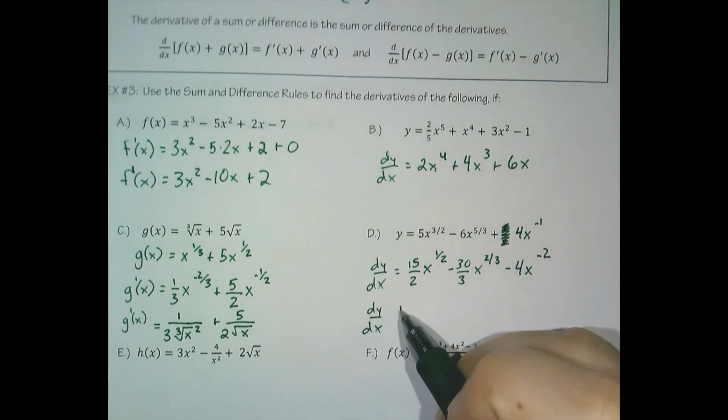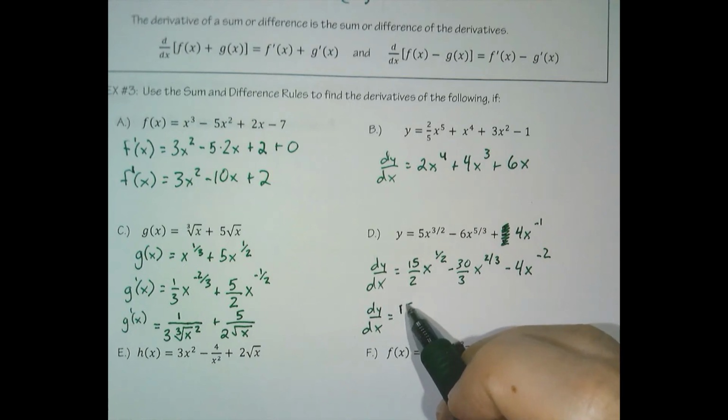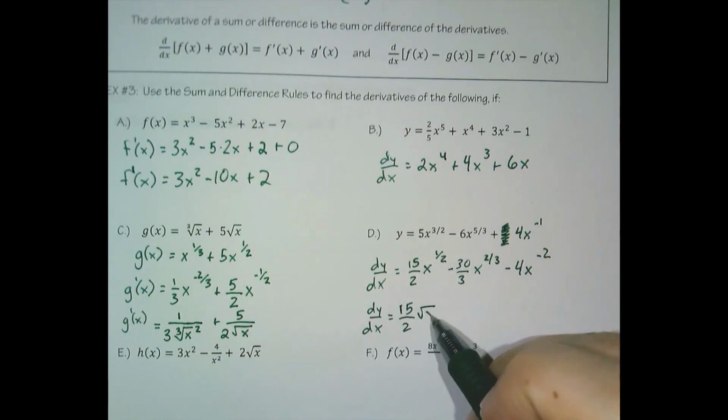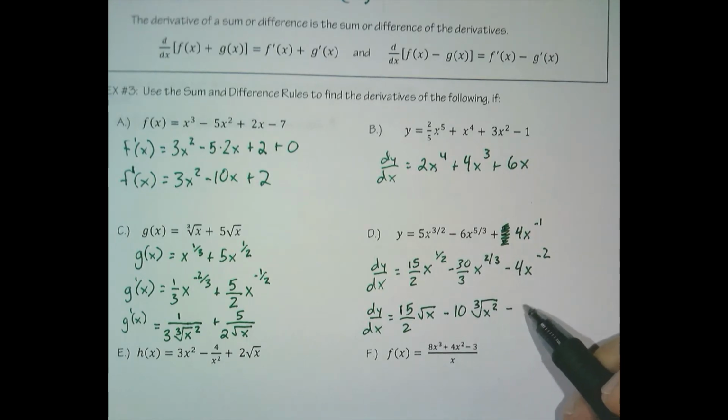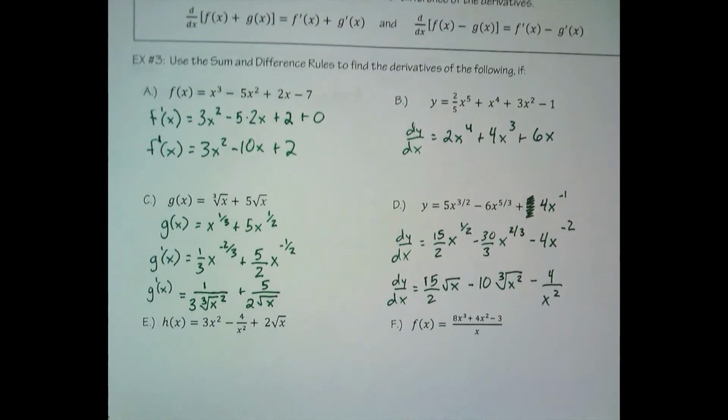This is 15/2 root x minus 10 cube root of x squared minus 4 over x squared, if we were to clean it up.